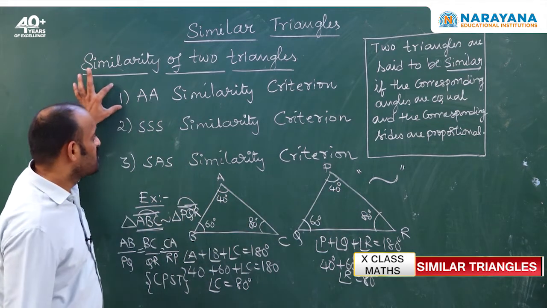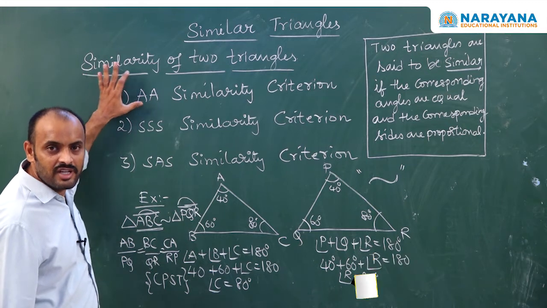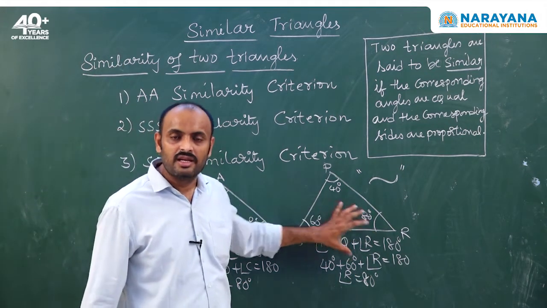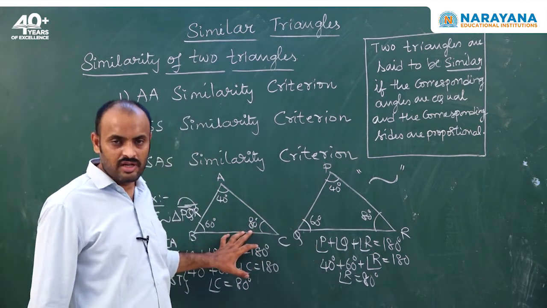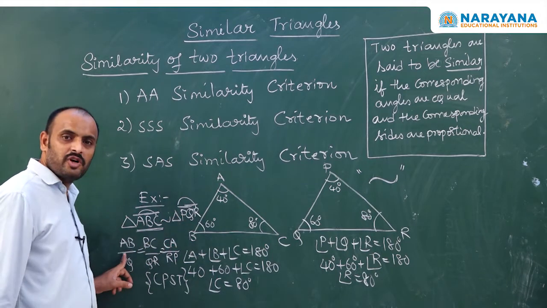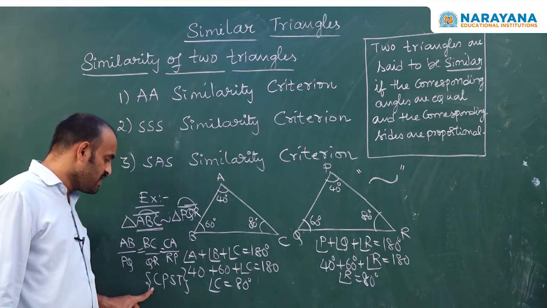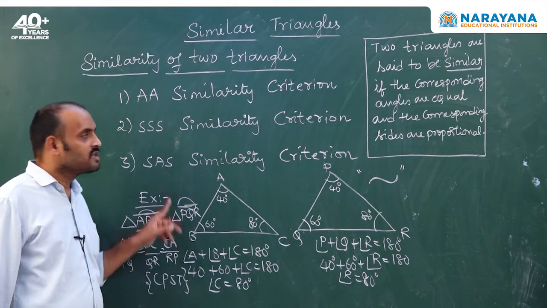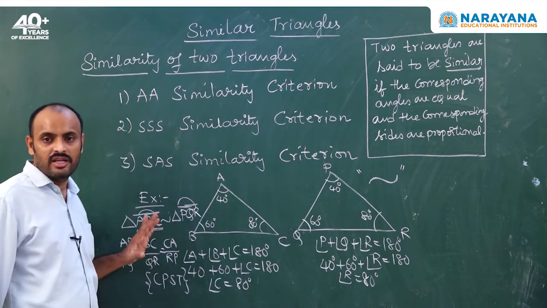That is the first similarity criterion. If three angles of first triangle are equal to three angles of second triangle, then the triangles are said to be similar. Once the triangles are similar, the ratio of the corresponding sides are equal. That is the criterion, corresponding parts of similar triangles. Okay, this is angle similarity criterion.